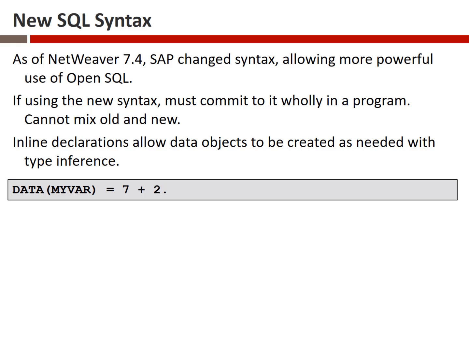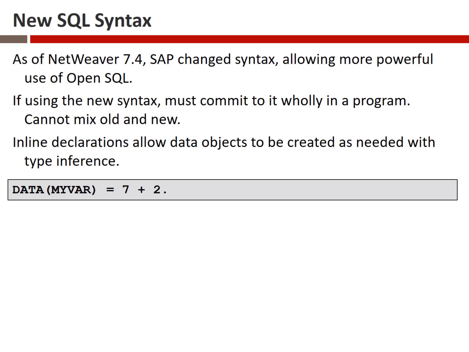Similarly, if I had variables, but both of the variables here were of type I for integer, we would all agree that the result was going to be an integer. So for me to have a data statement where I say DATA myvar TYPE I, and then I follow it with myvar = 7 + 2, just made me do a bunch of extra typing. So what ABAP introduced was the idea of you don't have to pre-declare your variables.